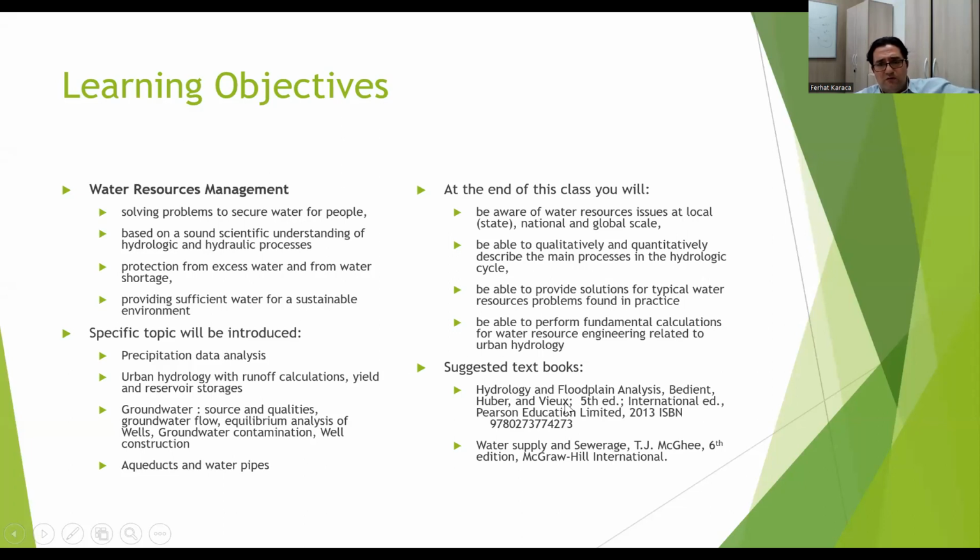And I remember that some students were asking me about the book. So I think in our library this book is available: Hydrology and Flood Basin Analysis. It is published by Benedict, Huber and Phoenix. So you can go and find a copy if you want. And there is another course material, Water Supply and Storage. I'm not pretty sure that you can find this copy, but you may find an online copy maybe.